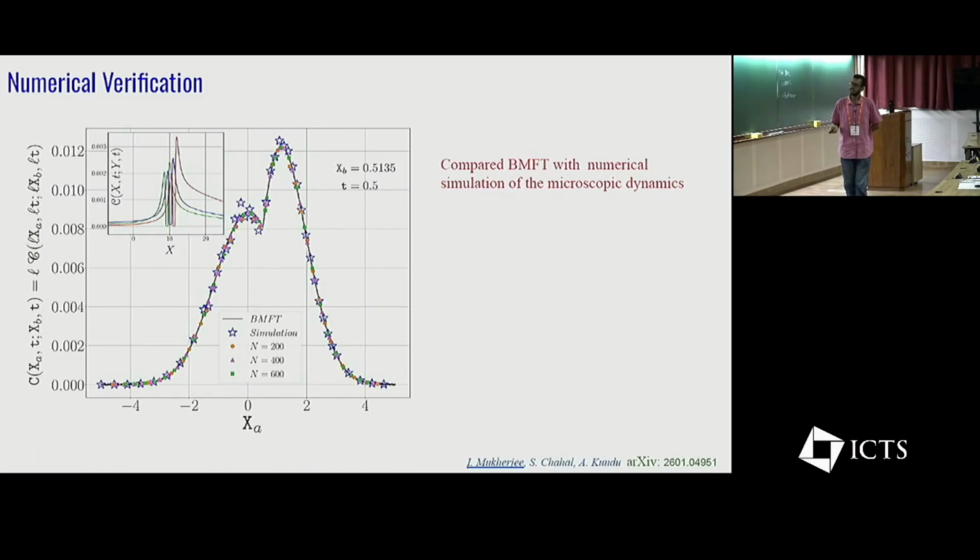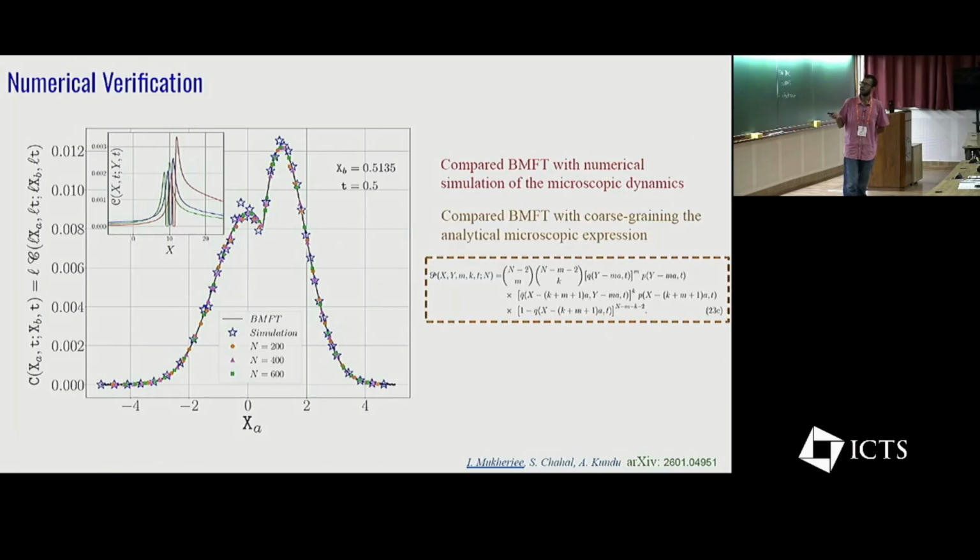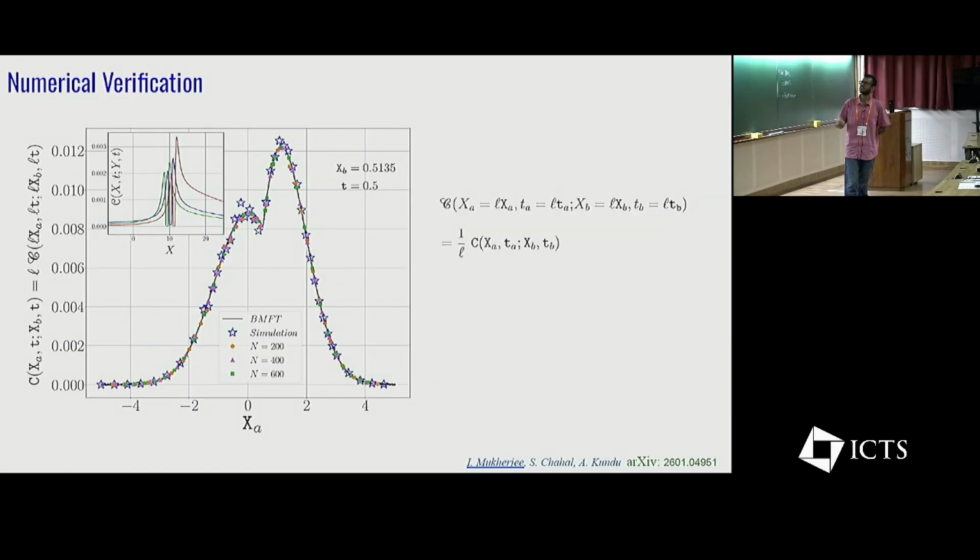Next, we compare this BMFT prediction. First we compare it with the microscopic simulation. We simulate the microscopic dynamics, which are basically these blue stars here, and we see that the BMFT is matching quite well with the numerical simulation. Not only that, we obtain the exact expression for the microscopic correlation, and then we perform the coarse graining, which are the orange diamonds, and we see that all are in good agreement. We have also verified this scaling relation.